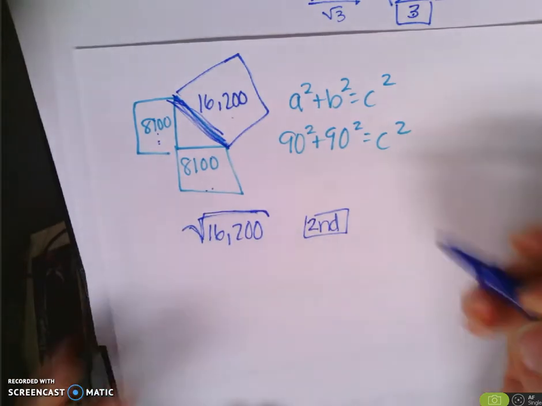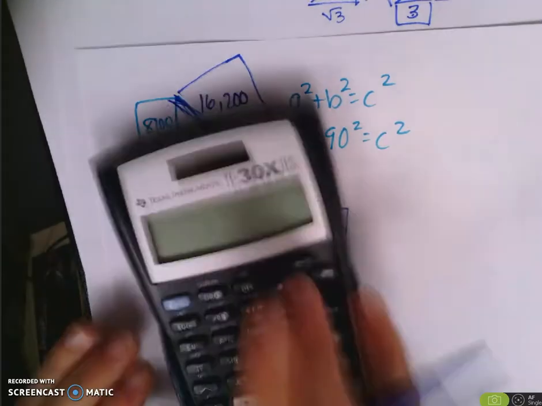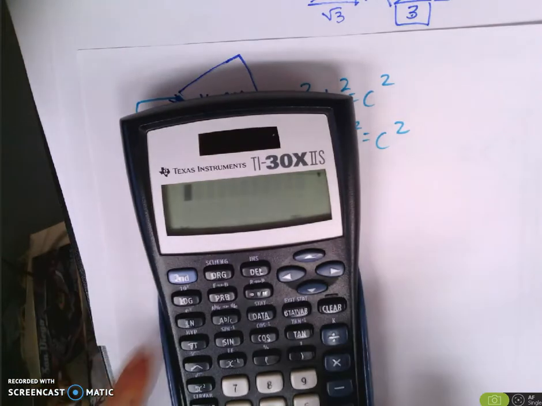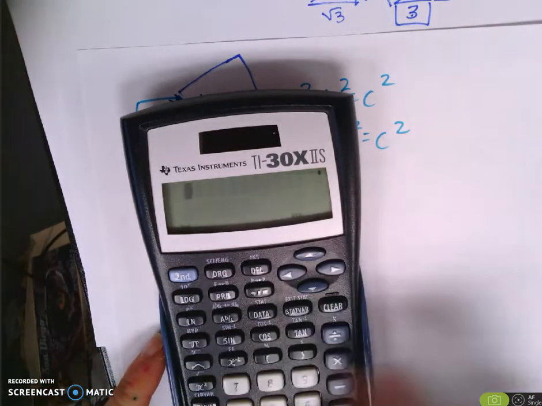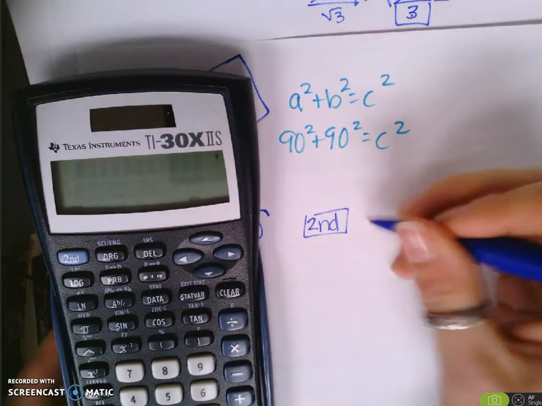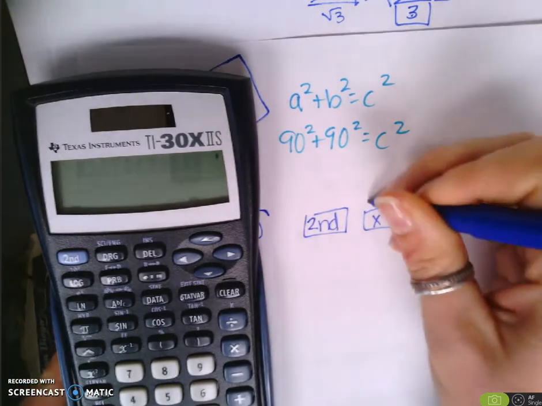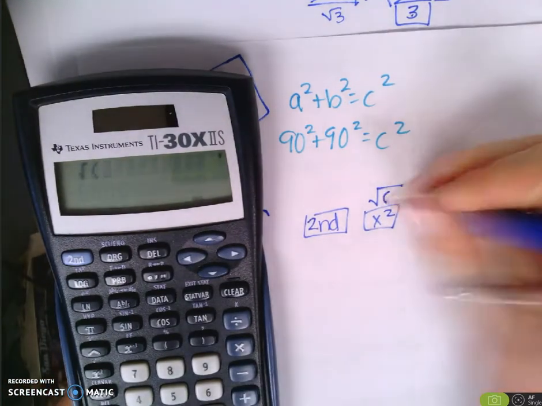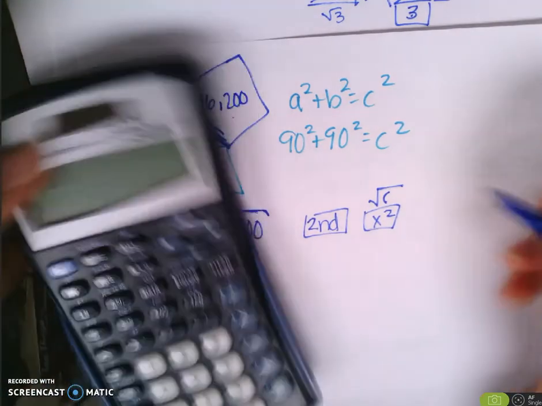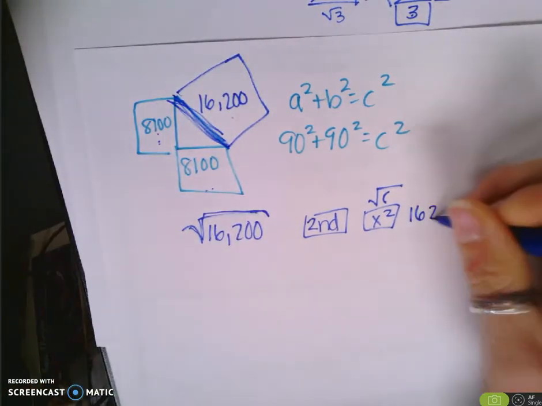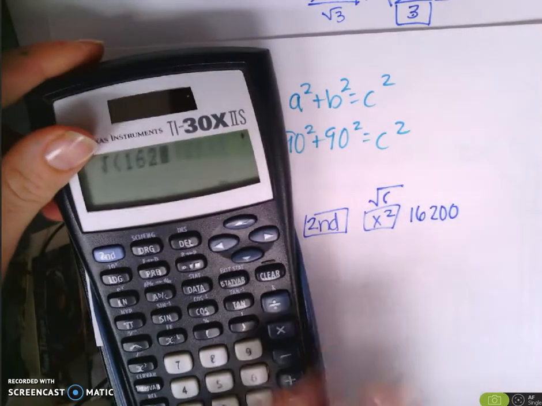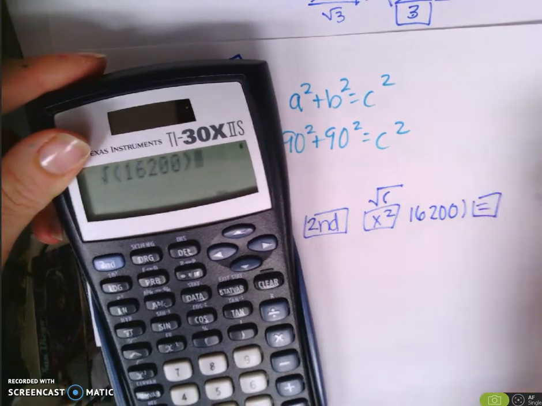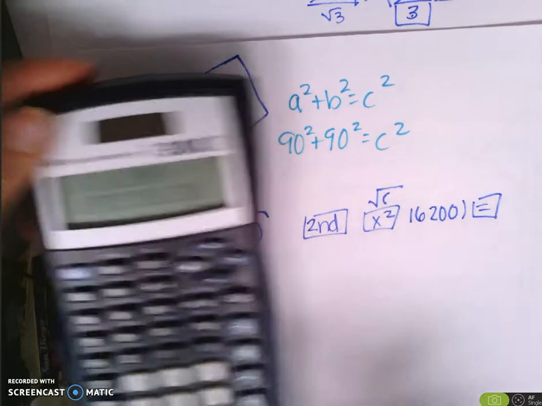Doing that in your calculator, you'd press the second button. Remember the blue button, the second, which acts as the shift button, so you can activate all those little buttons on top in the same little blue color. And then you would press the x squared button to activate the square root button. Then it gives you a parenthesis. You'd put the number you want to take the square root of, so I would press in 16200. And you can close that parenthesis, or you can just press equals, or both. And you end up with this kind of long number.